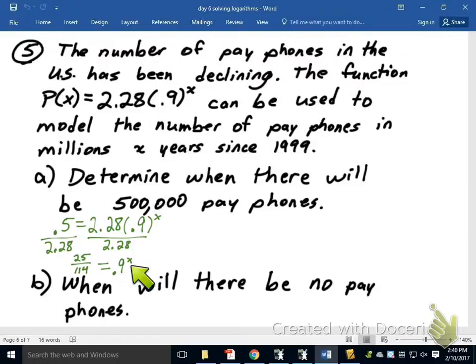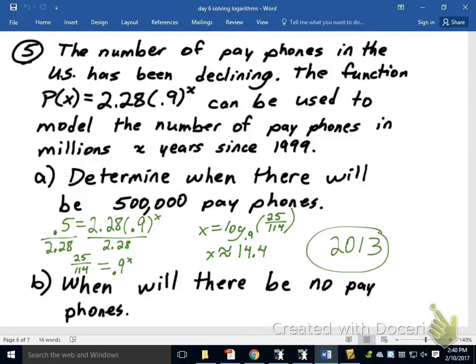All right, now I need to actually solve for x. Since x is in the exponent, you actually have to change forms to logarithmic form. x will equal a logarithm with a base of 0.9 of 25 over 114. And now I'm actually ready to just type that in my calculator. And I get x is approximately 14.4. Now my final answer here would be 14.4 years after 1999, so in 2013 would be my final answer.